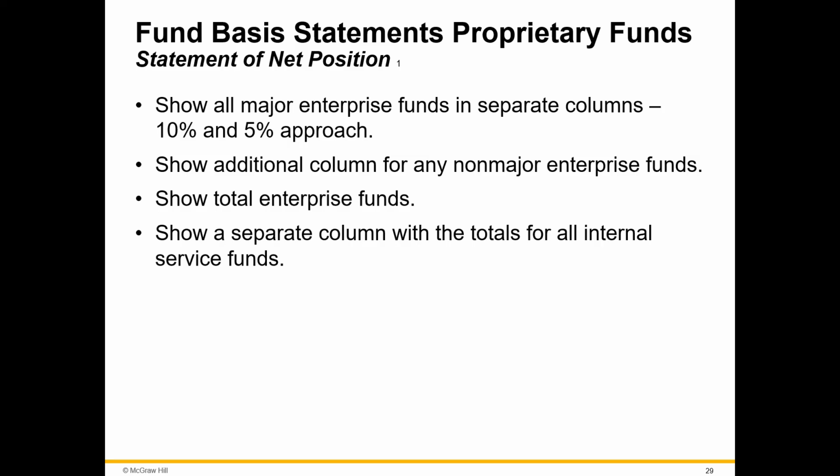So here we go, proprietary. Show all major enterprise funds in separate columns if they meet the 10 and 5% tests. Show an additional column for any non-major enterprise funds. Show total enterprise funds. Show a separate column with the totals for all internal service funds. Internal service funds are like your motor pools and your print shops. They're an activity that is done within the government, okay? It's like a little department, and they're there to serve the needs of the government.